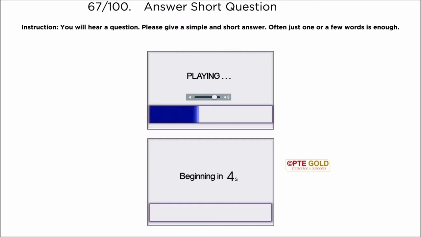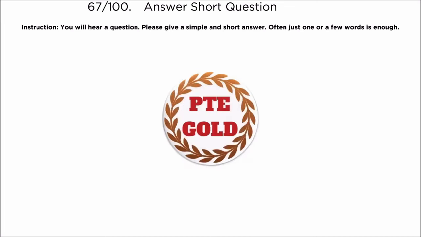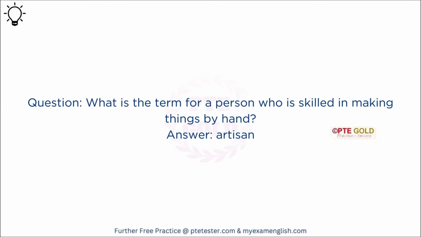What is the term for a person who is skilled in making things by hand? Artisan.